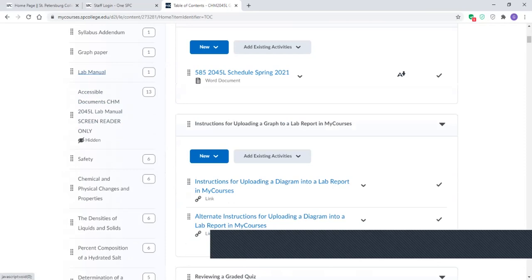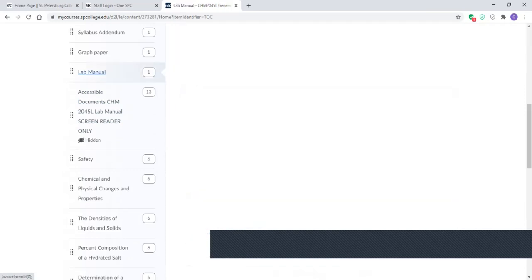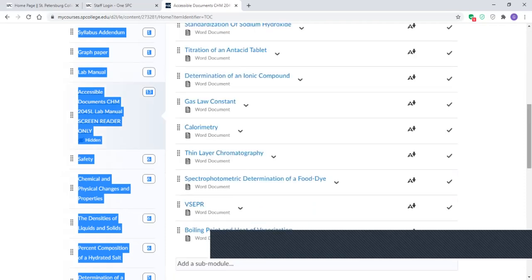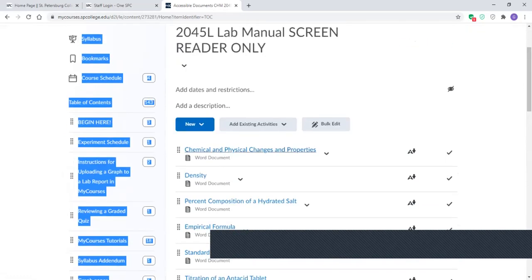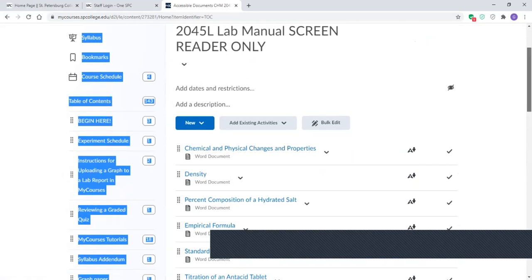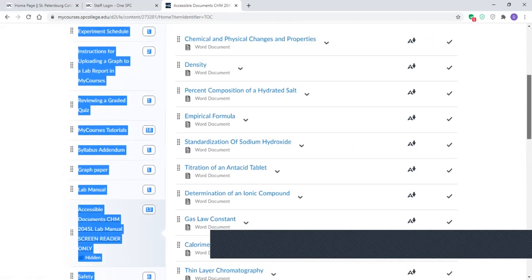Okay, the lab manual. You can get the experiments in two places. You can click on lab manual, and I am not going to click on this because it's a lot of pages here. You can click on the lab manual, and it will have the entire lab manual listed.